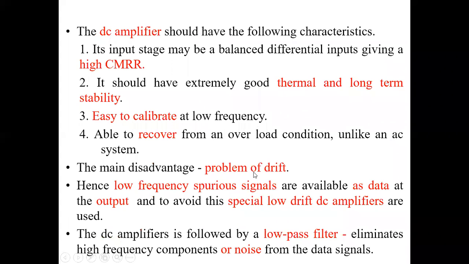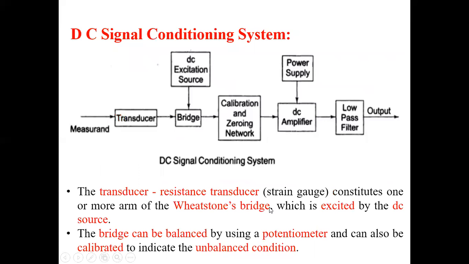That means that in order to avoid that, we have to use a low drift DC amplifier. Special low drift DC amplifiers are used to eliminate the drift problem. And finally, the output of the DC amplifier is given to a low pass filter, which eliminates the high frequency components or noise that are there from the data signals. So this is the DC signal condition system.